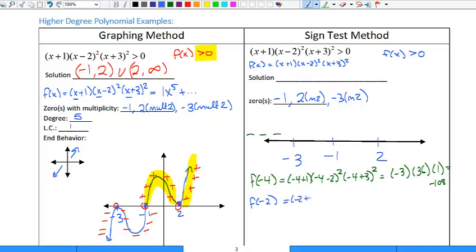To the next interval, I have something between negative 3 and negative 1. We'll go with negative 2. Again, this part gets really tedious, so if you like the graphing method, I would suggest you go with the graphing method. So I've got negative 1 times (negative 4) squared, that's 16, times positive 1 squared, that's 1, which is also negative.